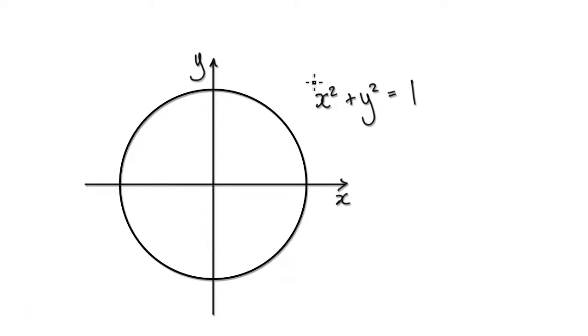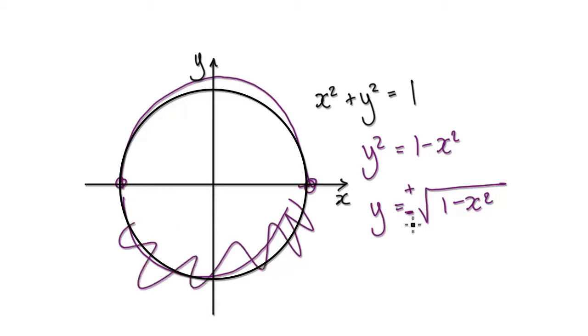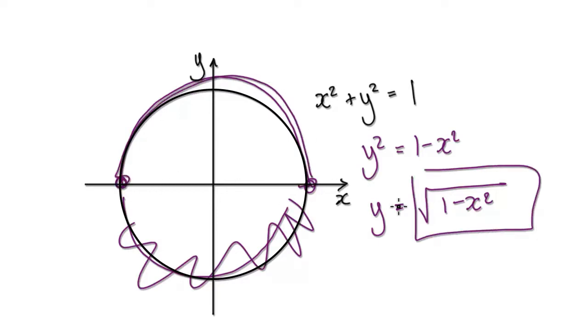Okay, so to do this, let's rearrange this to make y the subject. So take away x squared, and then square root both sides. When you square root both sides, you will get the positive version and the negative version. The positive version would be this strand here. The negative version will be this strand here. I'm not interested in the negative, so let's discard the negative and just consider the positive only. So this strand here is given by y equals square root 1 minus x squared.